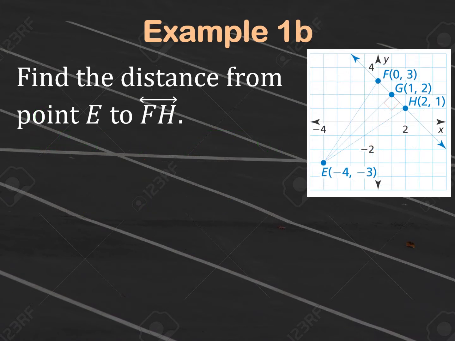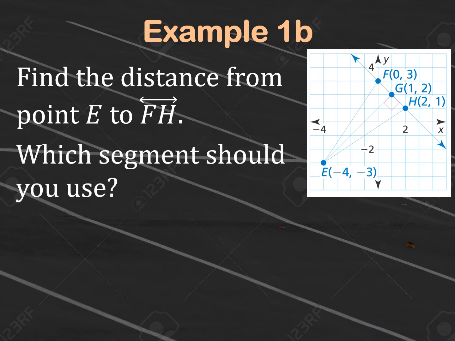Example 1B, I would like you to consider trying this on your own before I give you the answer on the slide. If you just want to listen, that's fine too. Find the distance from point E to line FH. Again, you have three choices. You have EF, EG, and EH. Which segment should you use? Well, you're going to use segment EG. Notice again, that's the segment that's perpendicular from point E to line FH.